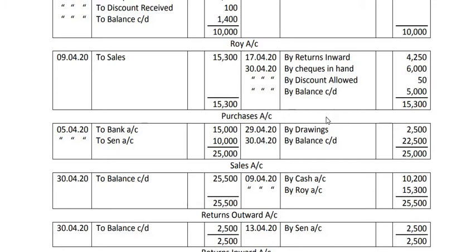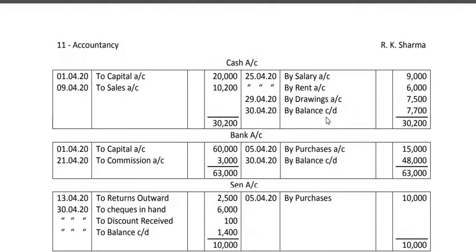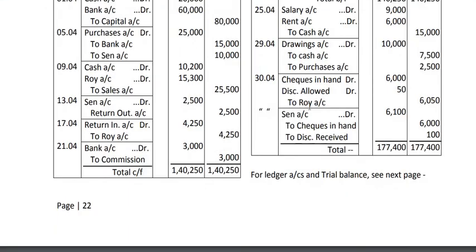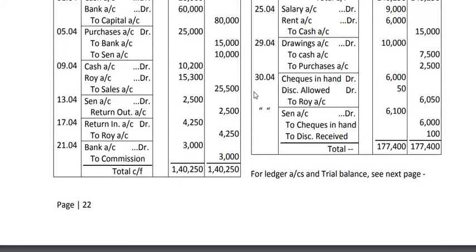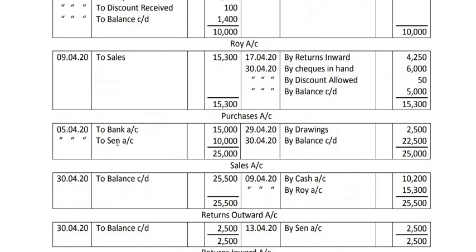Okay. Now after that we shall post the entry to purchase account. In purchase account we have to write first to bank account, to Sen account. To bank account 10,000, to Sen account, to bank account 15,000, to Sen account 10,000. So see what I have written in purchase account. I have written to bank account, to Sen account. Okay. So these two entries are on the debit side.